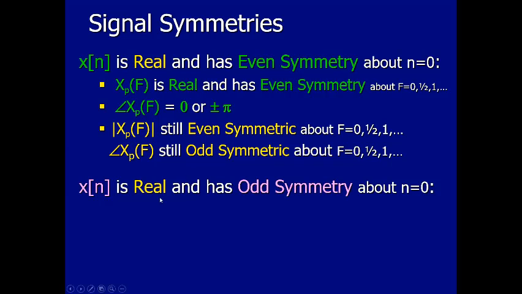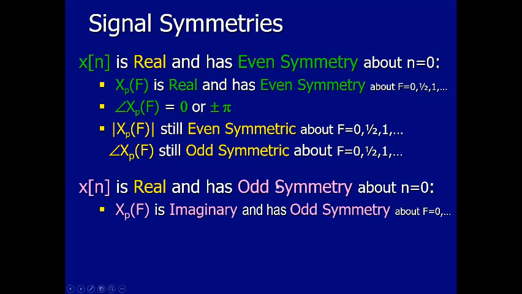If your time function is real valued but odd symmetric around n equals 0, then we get the opposite case. Your discrete time Fourier transform will be purely imaginary, be all j's, no real part. And so if we plot that function of frequency versus frequency, that will have odd symmetry around f equals 0. And because it's purely imaginary, it's got to be along the imaginary axis. So the only two possible angles it could have is plus 90 degrees or minus 90 degrees, or plus or minus pi over 2 if you're using radians.